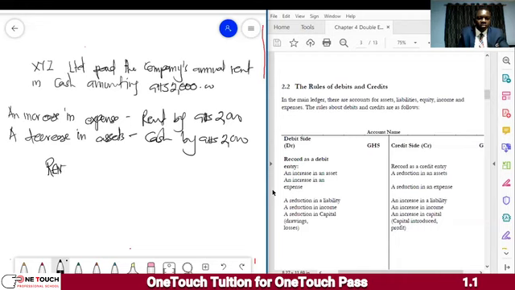So we have the rent account. We have the credits. We have the debits. We have our CD sign. And we are told that when there is an increase in an expense, we should record as debit entry an increase in expense.